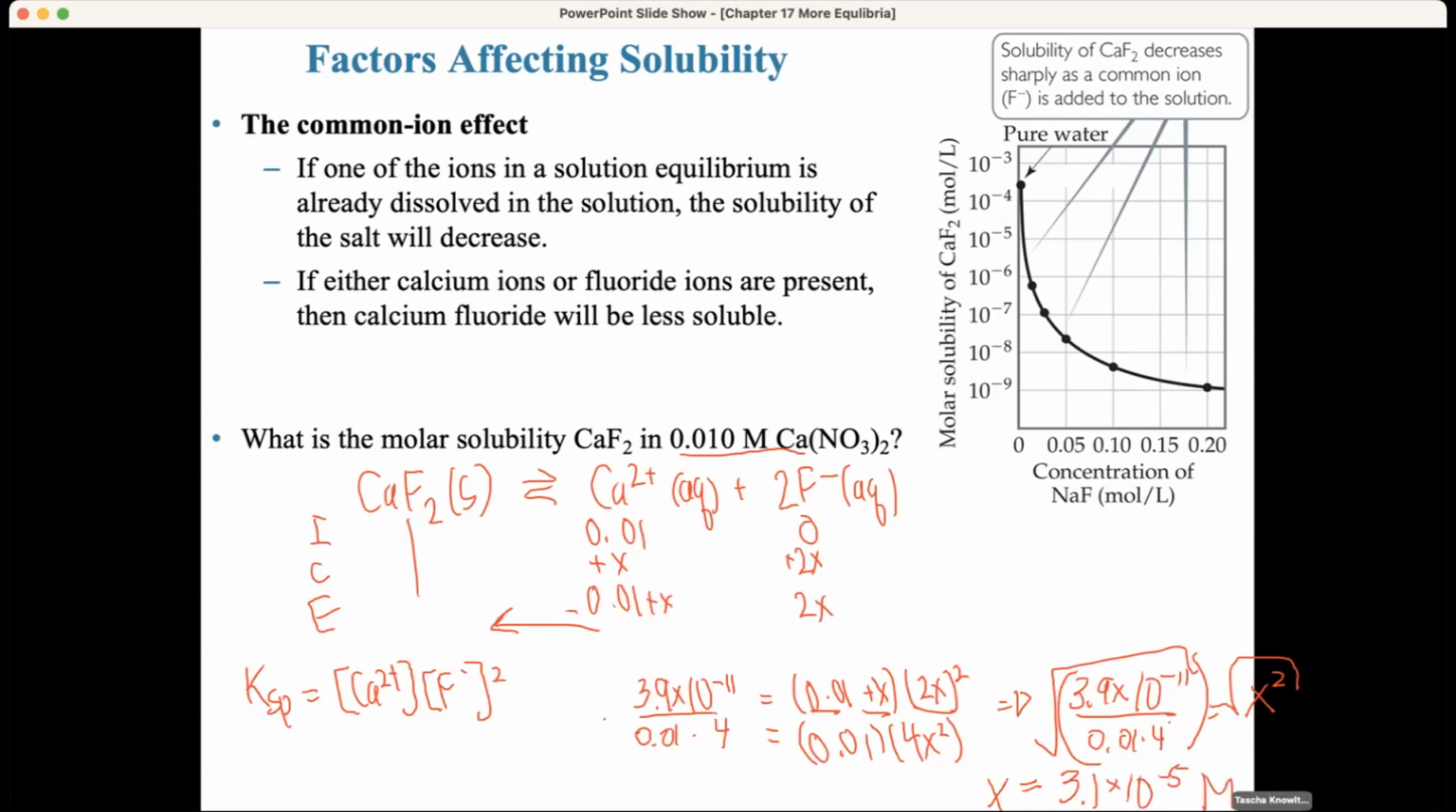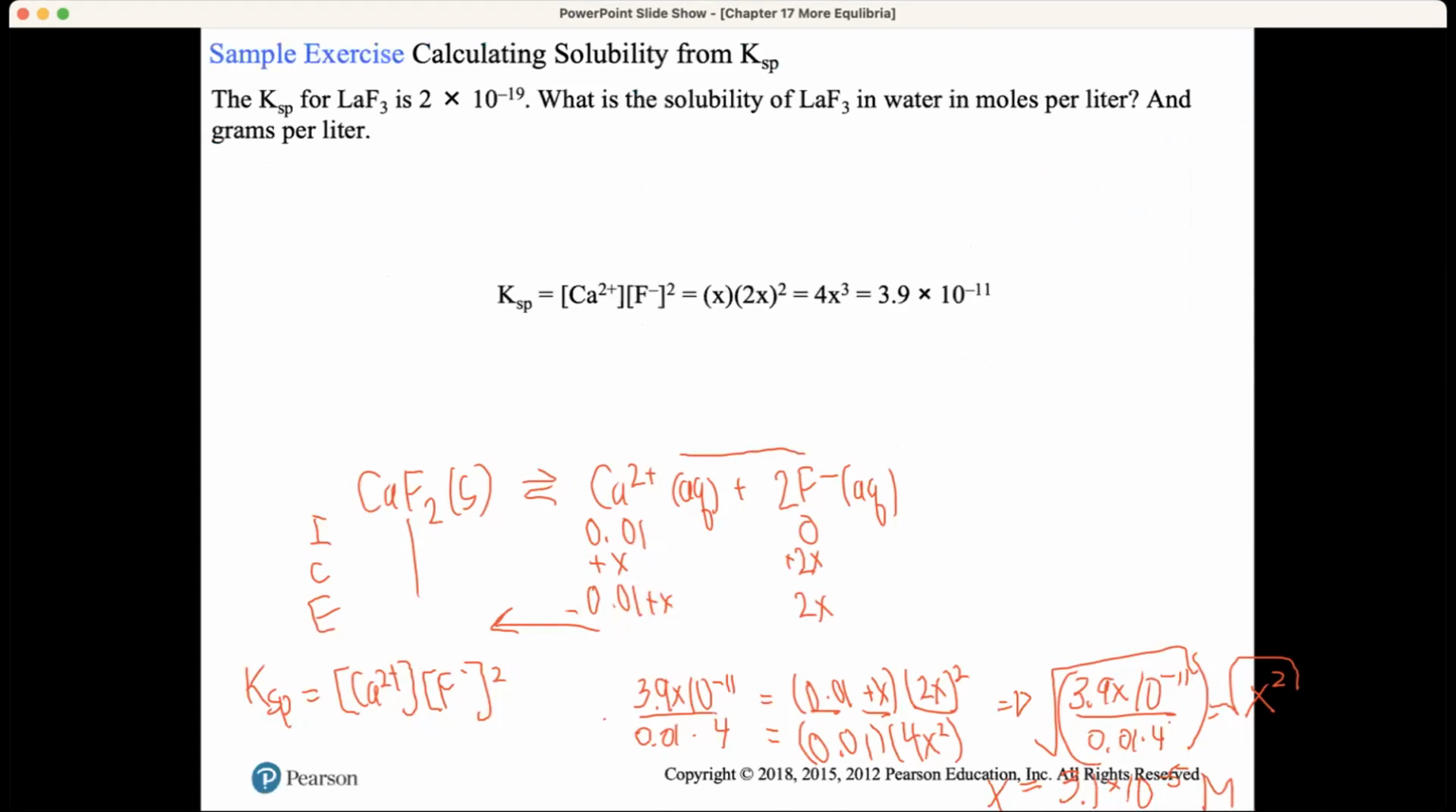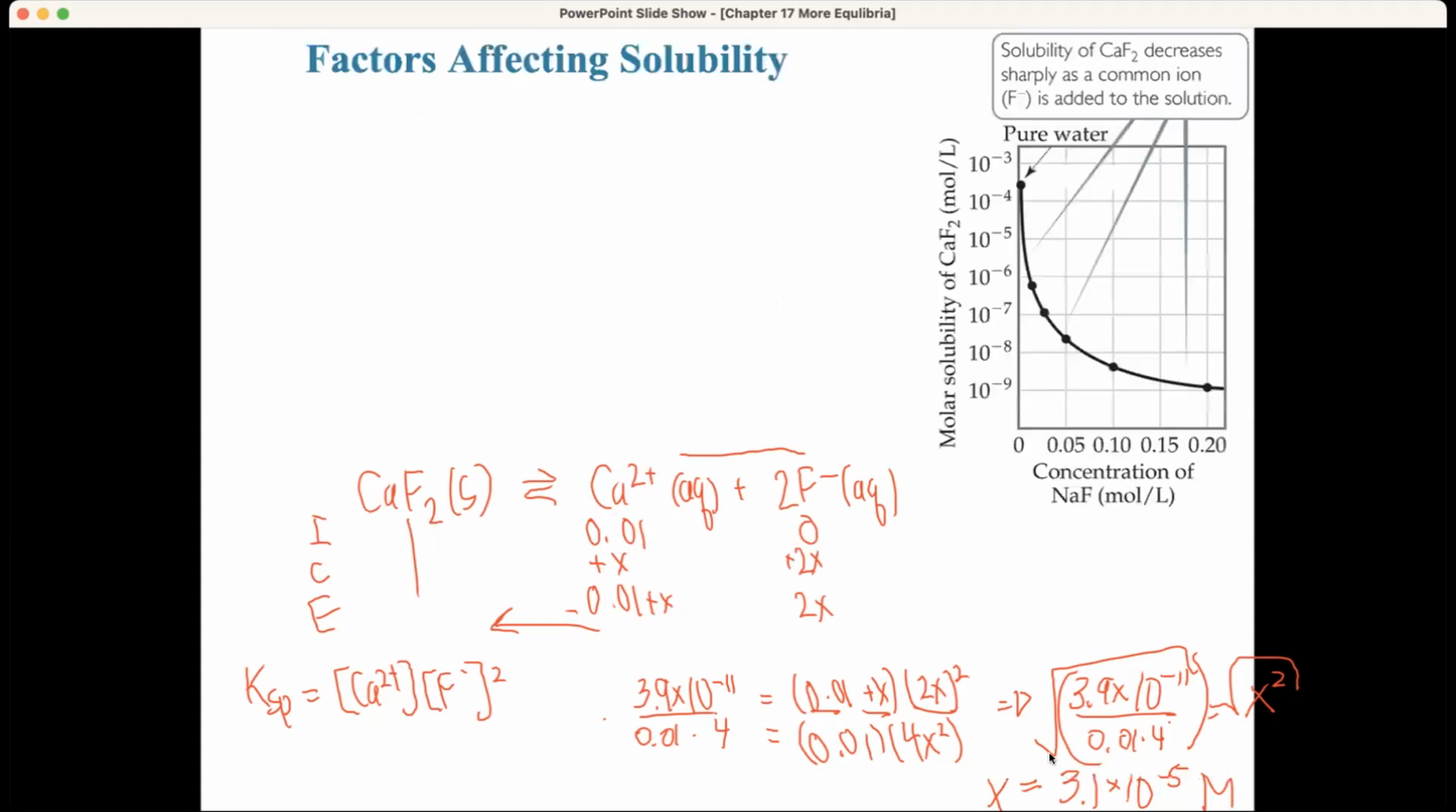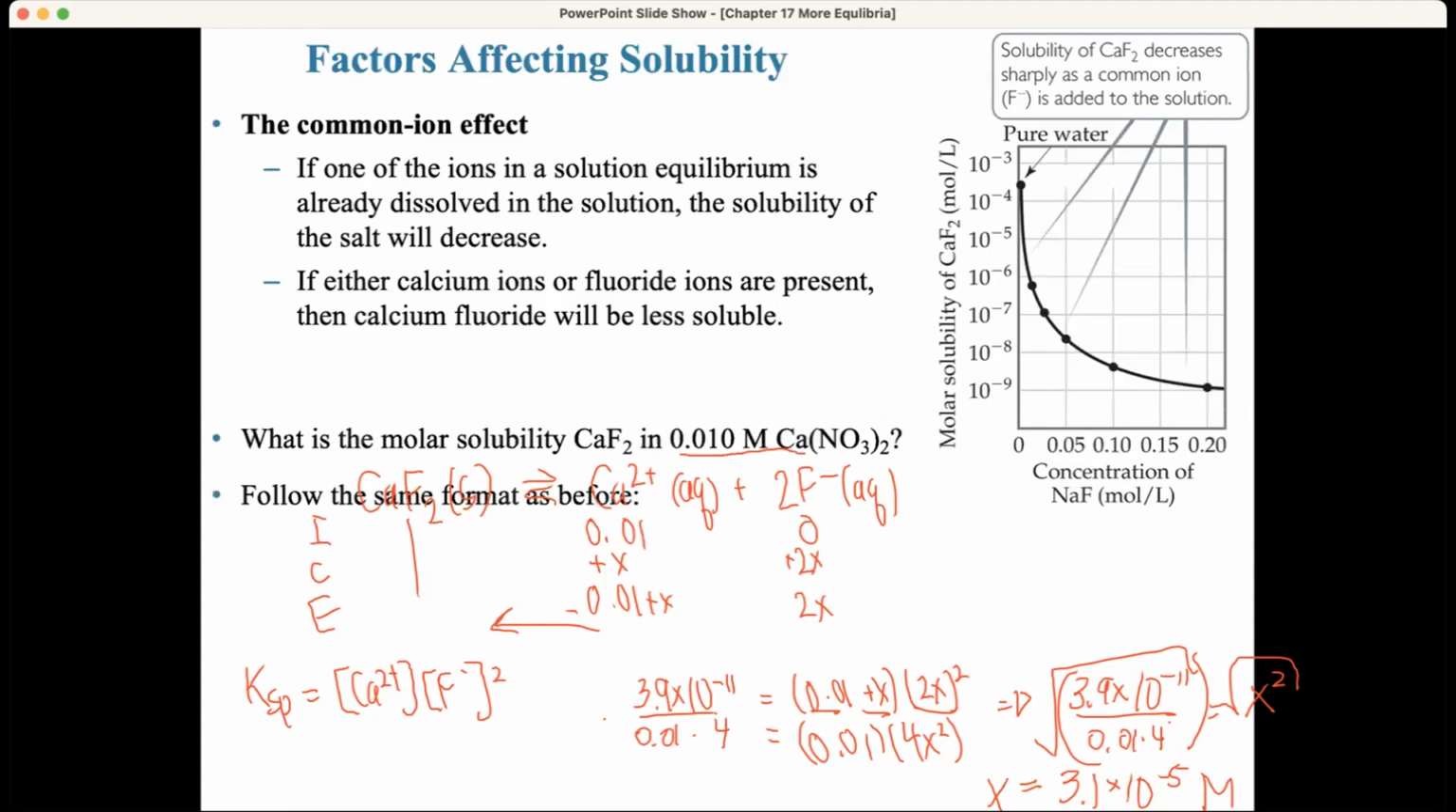Now flip back a few slides. Here it is, Ksp before. This is actually the exact same problem, when I didn't have 0.1 molar. We divided by 4, cube root, and we get 2.1 times 10 to the negative 4. So you can see I decreased. It was 2.1 times 10 to the negative 4, now it's 3.1 times 10 to the negative 5. So it has decreased by a factor of 10, my solubility for this compound.